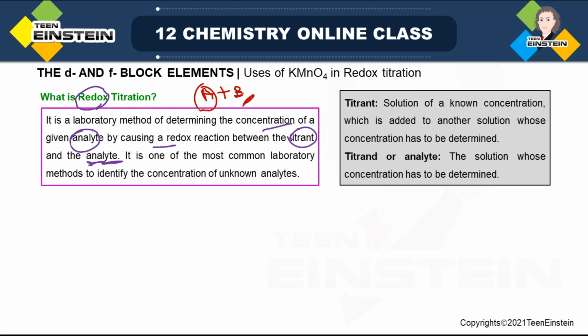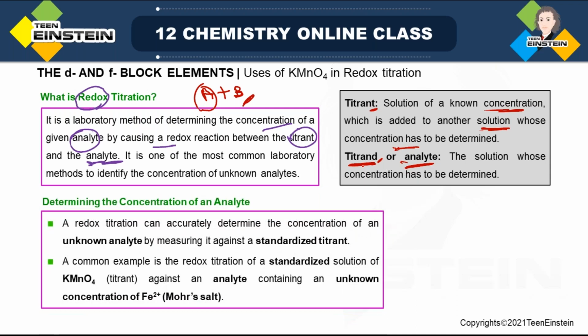So what is titrant and what is analyte? Here it is mentioned. The titrant is a solution of known concentration which is added to another solution whose concentration you want to identify. And what is the analyte? There is another term for analyte, though it is not often used. Mostly we use the term analyte, but it is also called titrand. See the difference in spelling: this is T, this is D. So what is the analyte or titrand? The solution for which you are trying to identify the concentration. Okay, so this is the difference between these two terms.